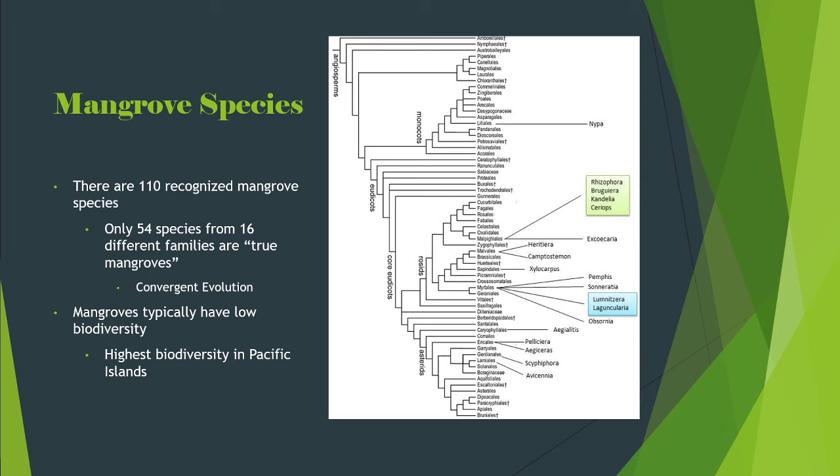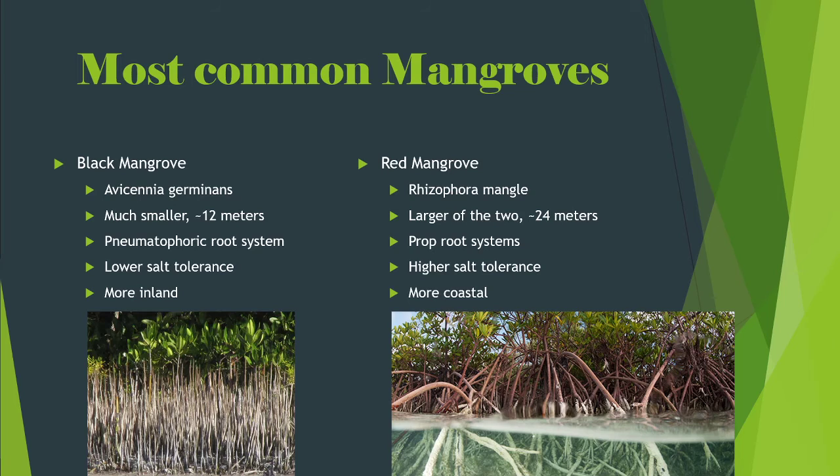And this is a great phylogenetic tree to show the different species of mangroves and how they're not exactly all in the same families, or even genuses for that matter. The two most common mangroves, though, are the black mangrove and the red mangrove. Those are the common names for both of those. Black mangroves are typically much smaller, have a pneumatophoric root system, and lower salt tolerance and can be found more on the inland, whereas red mangroves are larger, they have prop root systems with a higher salt tolerance and can typically be found more on the coastal areas.